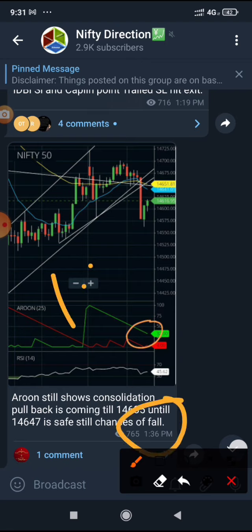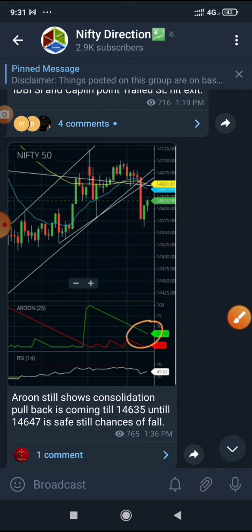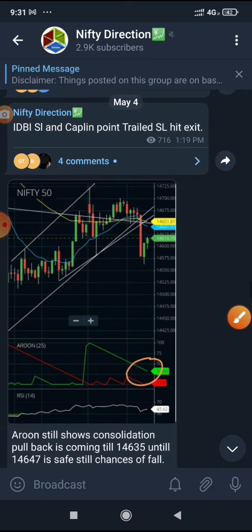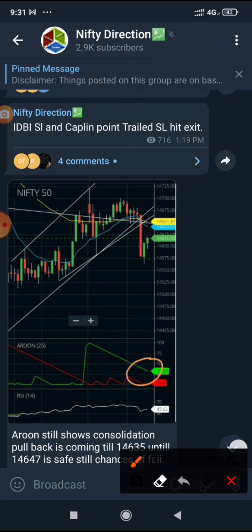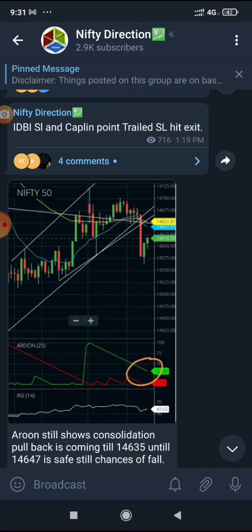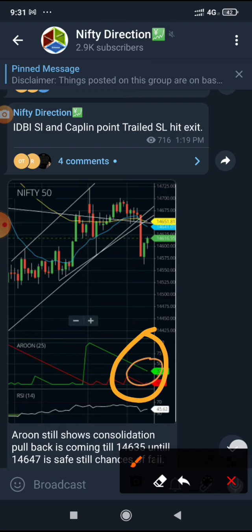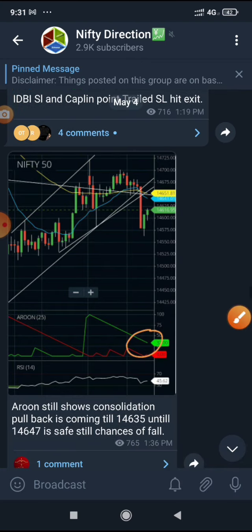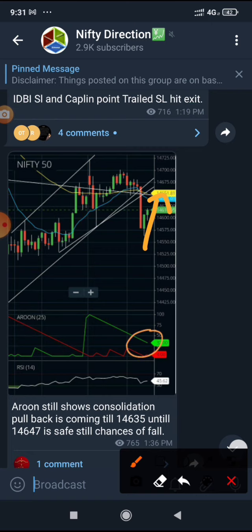Here you would see that at 1:36 p.m., when the market was live, the trend was down. The stock Nifty was going down, but yeah, the Aroon indicator was clearly mentioning that the trend is still sideways. So hence again the bounce back came. Here you would see that, right?